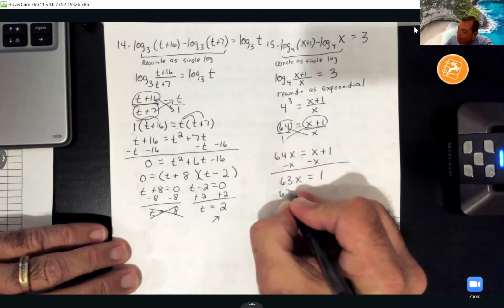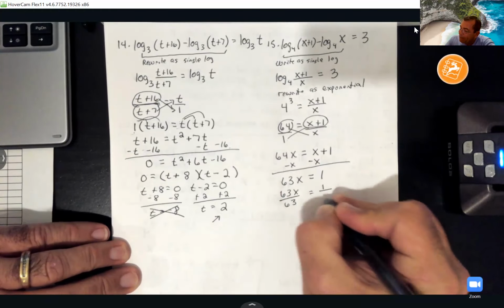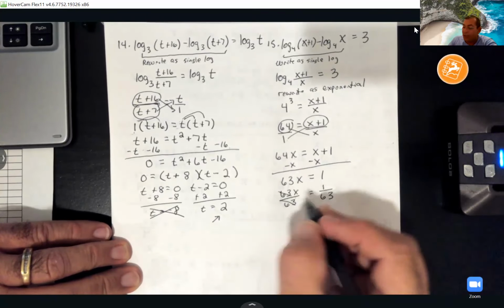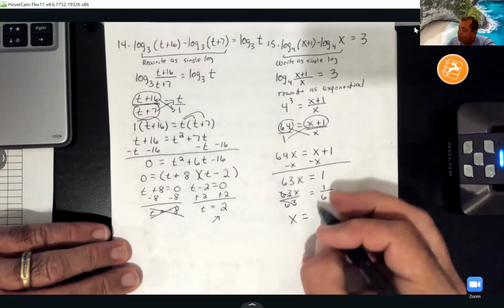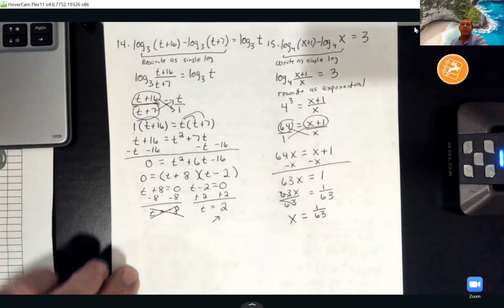I'm going to divide both sides by 63. So y'all look, those 63s cancel. You got your x. And y'all, I can't do nothing with that, so I'm going to leave that as 1 over 63.